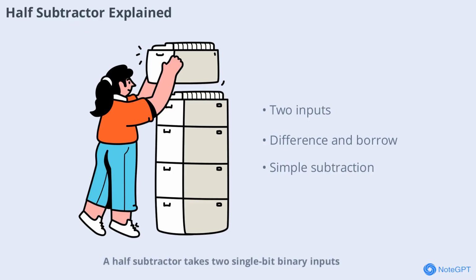A half subtractor takes 2 single-bit binary inputs and produces a difference and a borrow output. The difference is the result of the subtraction, while the borrow indicates if the first input is smaller than the second. Half subtractors are used in simple arithmetic circuits and as building blocks for more complex designs.